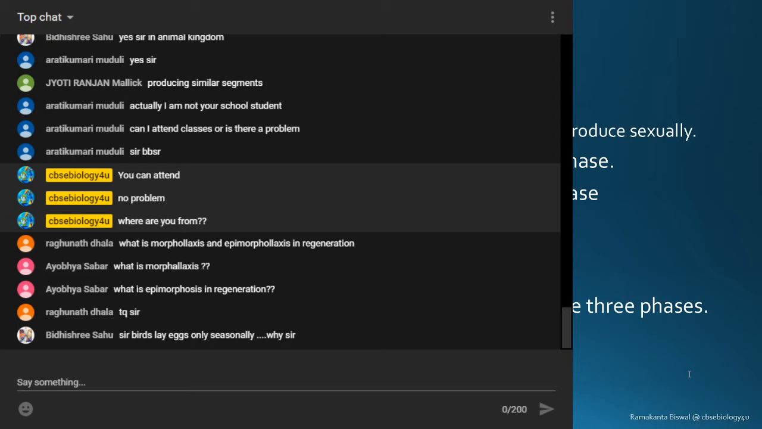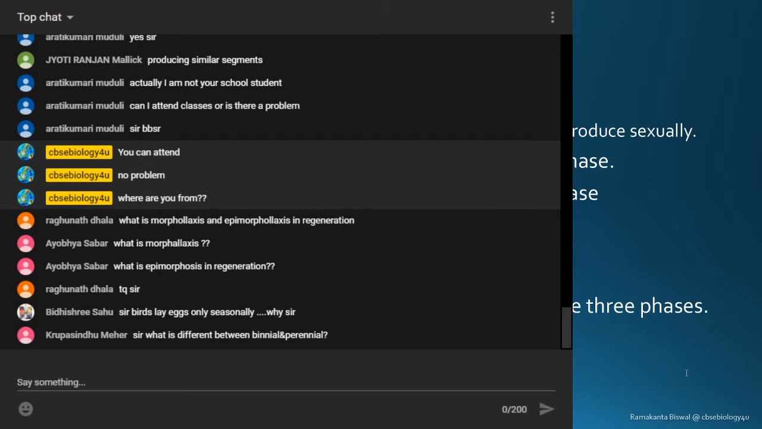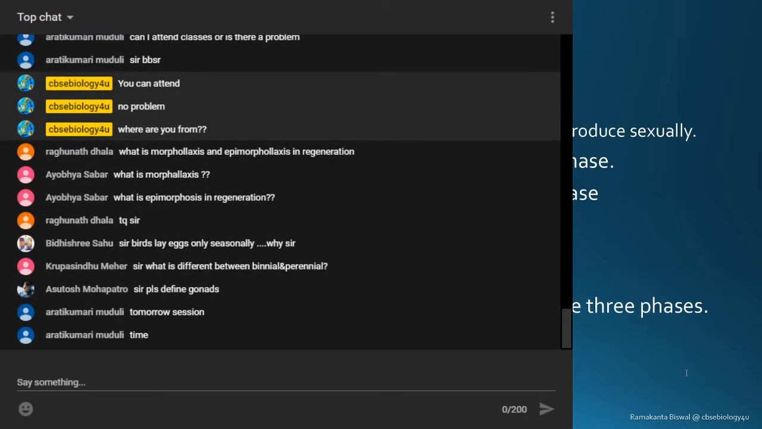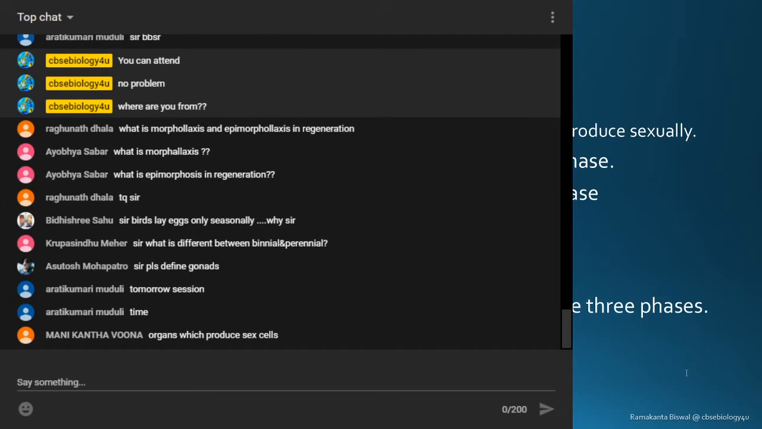Am I clear, Mr. Sabar? Okay, biennial and perennial. Biennial typically, Mr. Meher, means the plant lives for 2 years. In one season they grow, in the second season they bloom, flower, form the seeds, and they typically die by the second year. Perennial plants, on the other hand, grow for a longer period, typically more than 3 years, and we cannot define exactly the flowering phases. Most of the plants are perennial.